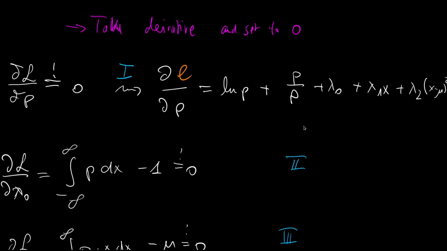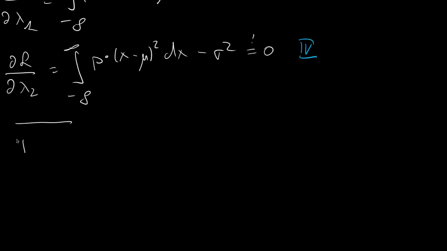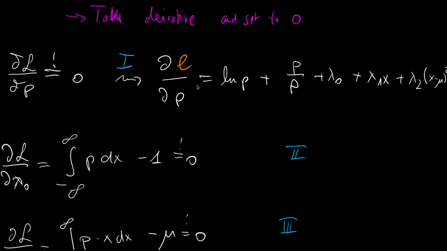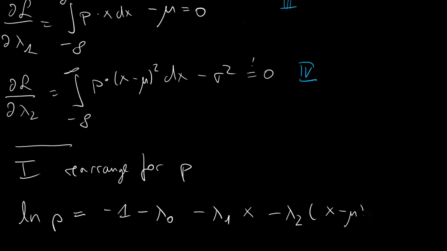But this seems really cluttered, so we have to go step by step, and let us start with 1 and rearrange this for p. So let's start with 1, and what we will be doing is rearrange for p for our distribution. Let's bring the ln p on the other side of the equation and multiply everything by -1. Then we are getting ln p is equal to -1 minus lambda 0 minus lambda 1 x minus lambda 2 times (x minus mu) in brackets squared.